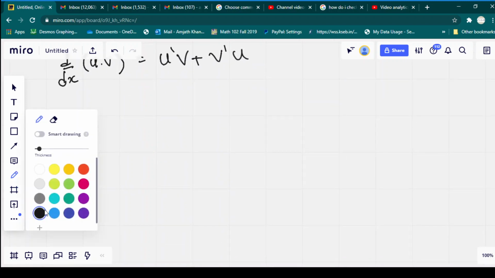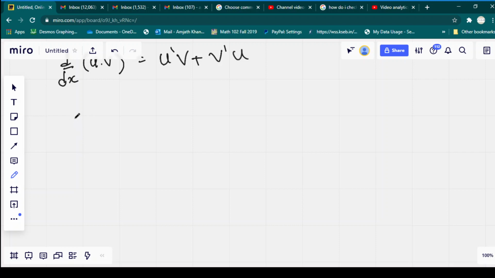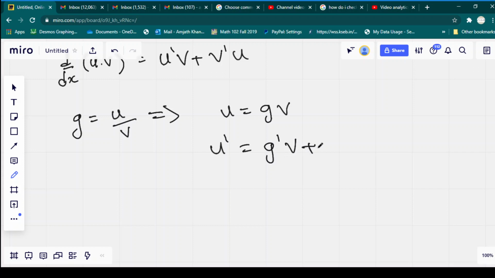Okay, let's say we need the derivative of function g, that's u divided by v. Our goal is the g derivative. Let's rewrite u as gv, and the u derivative is g derivative multiplied by v plus g times the v derivative, from the product rule. So let's solve for the g derivative from here.